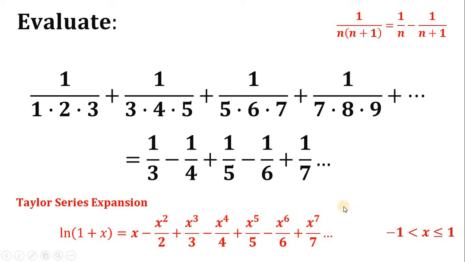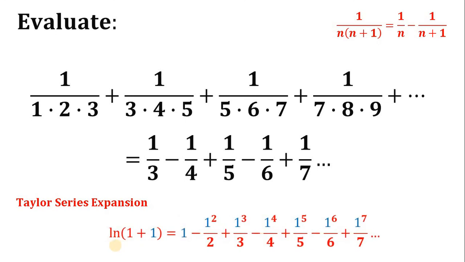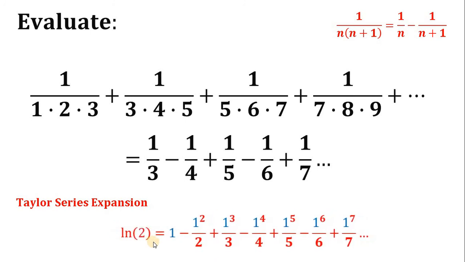Now, what will happen if we let all x be equal to just 1? This is possible. On the left hand side, this is just ln of 1 plus 1, or just ln of 2. Now, this 1 raised to 2, this 1 raised to 3, this 1 raised to 4, up to 1 raised to 7, and so on and so forth. This is just 1.